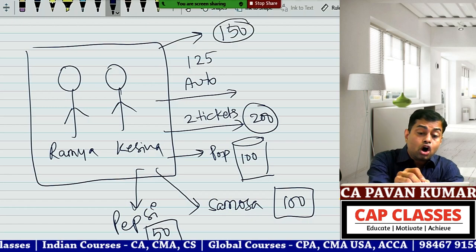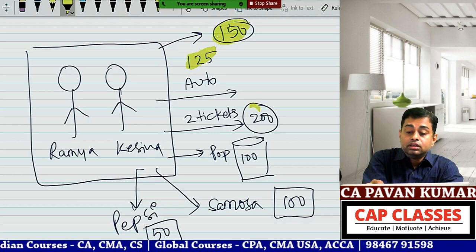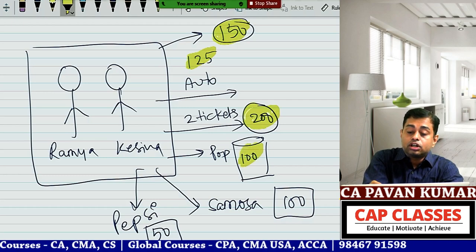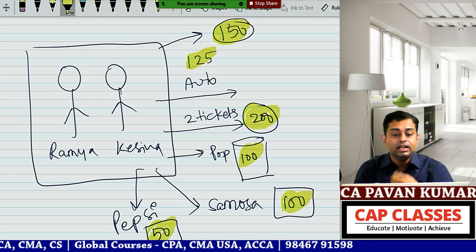These are the costs they have incurred. This is one cost, this is one cost, this is one cost, this is one cost, this is one cost they have incurred. So two friends incurred the same cost.